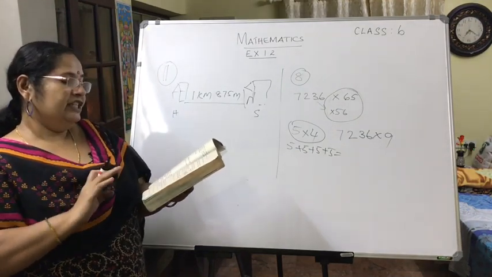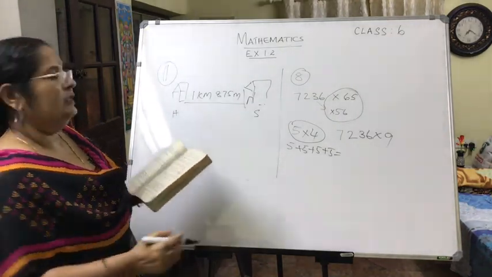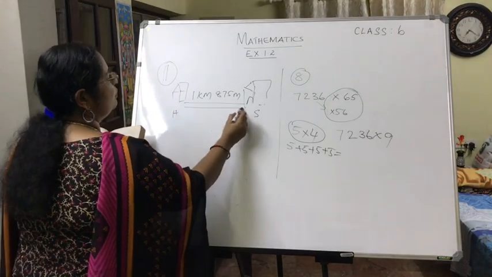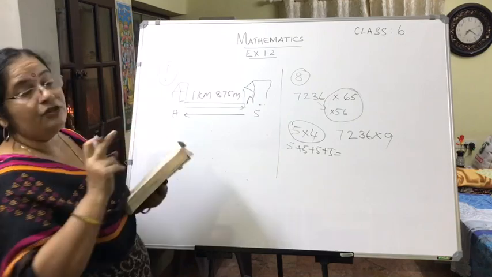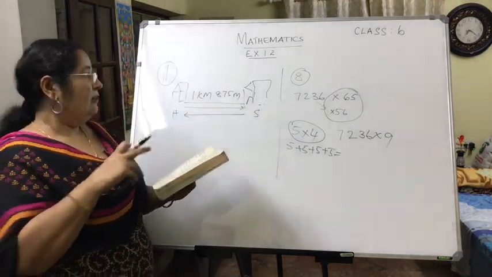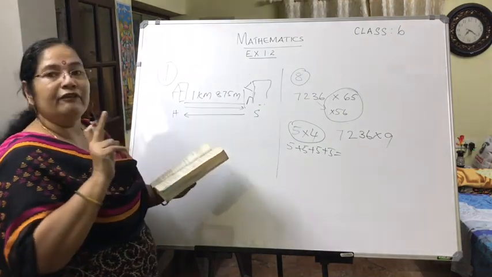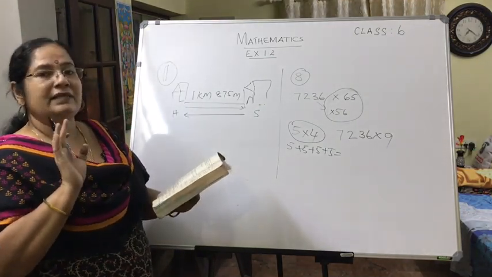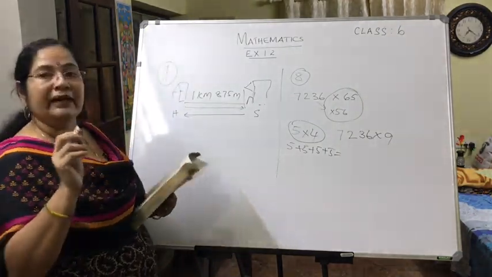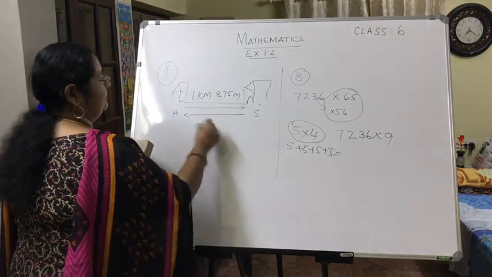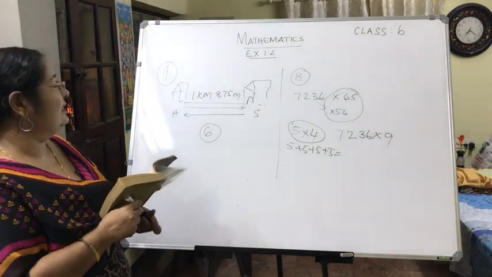Every day she walks both ways between her school and home. So in the morning from home to school she will walk. In the evening from school back to home also she is walking. What is the distance between school and home? 1 kilometer and 875 meters. The question is, find the total distance covered by her in 6 days. Just have it in your mind what the question is.